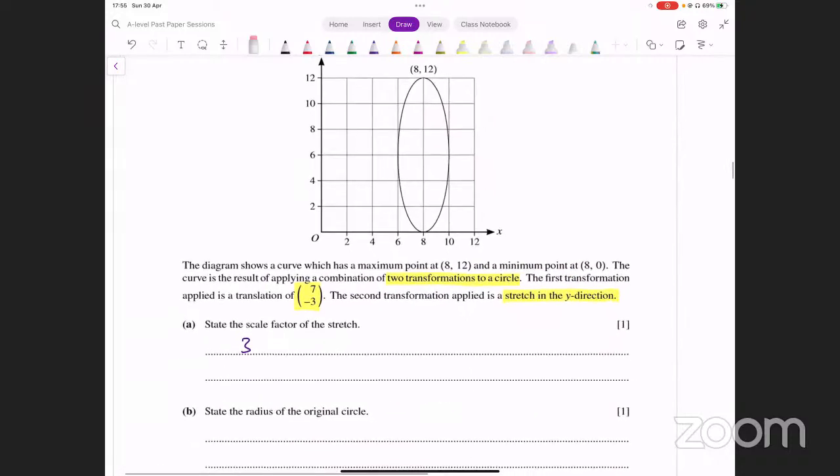It says state the radius of the original circle. Now we already figured that out. Radius क्या होना चाहिए था original circle का? 2 units, right? So let's write that here. Radius should have been 2 units.